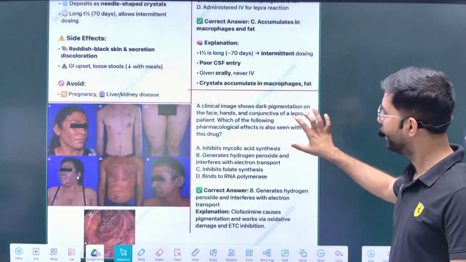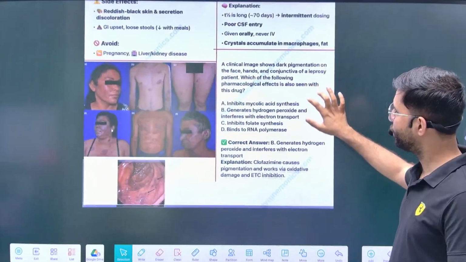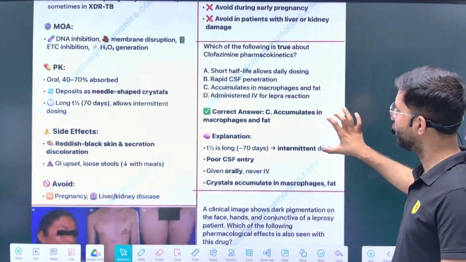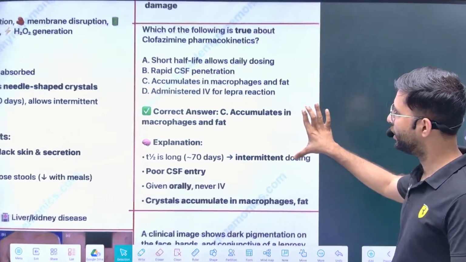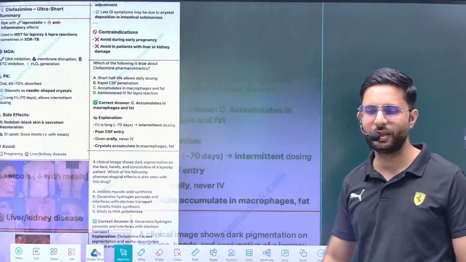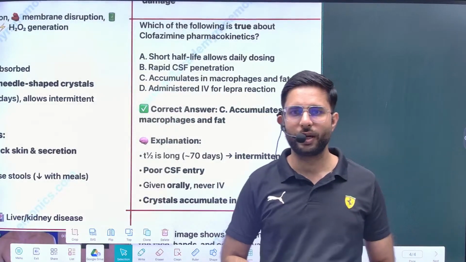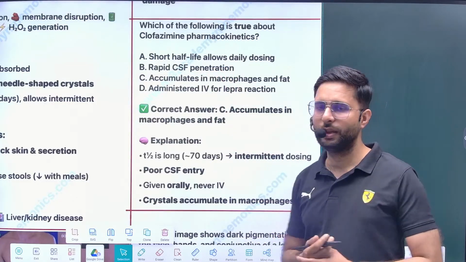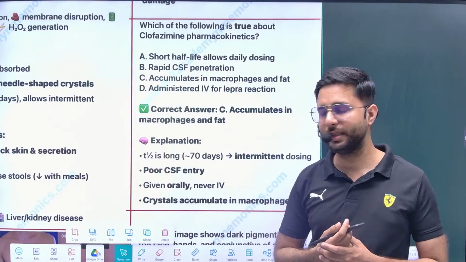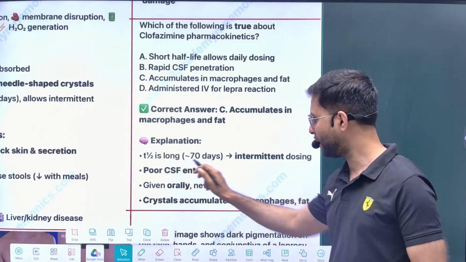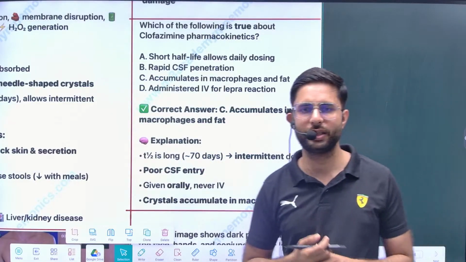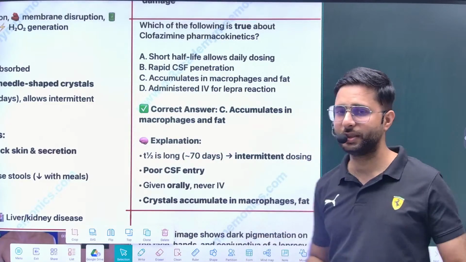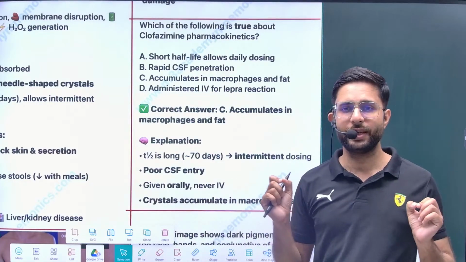Now it is time for MCQ practice. This is a multiple choice question. Which of the following is true about clofazimine pharmacokinetics? The first option is a short half life allowing daily dosing. A short half life it does not have; its half life is 70 days. So it has a long half life, so intermittent dosing is required, not daily dosing. Rapid CSF penetration, this is not true. There is low CSF penetration.